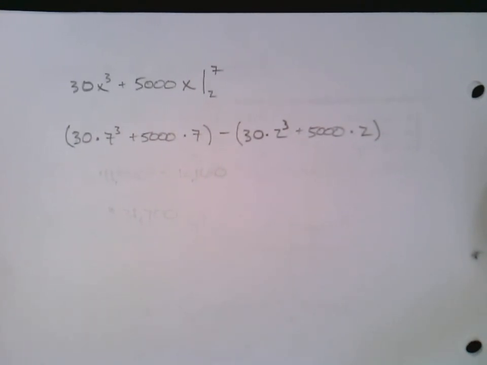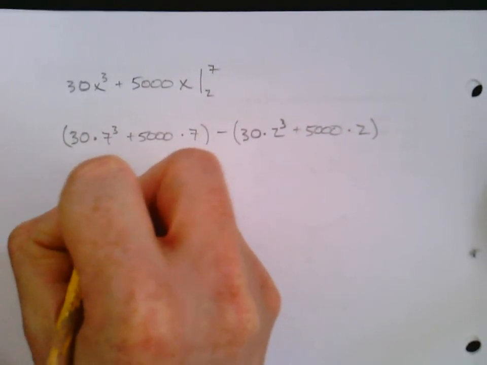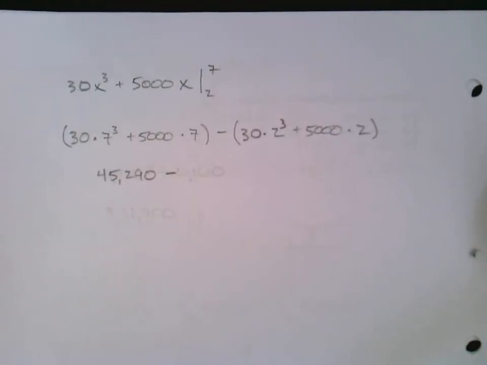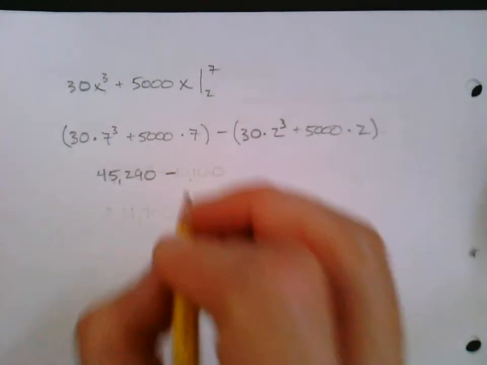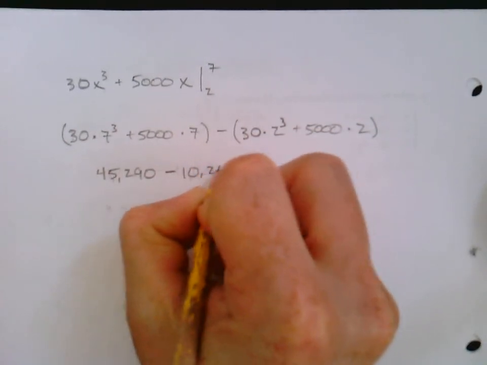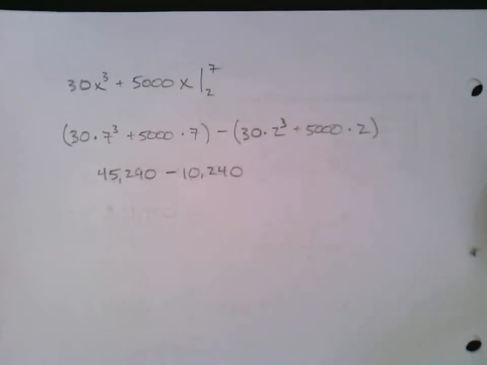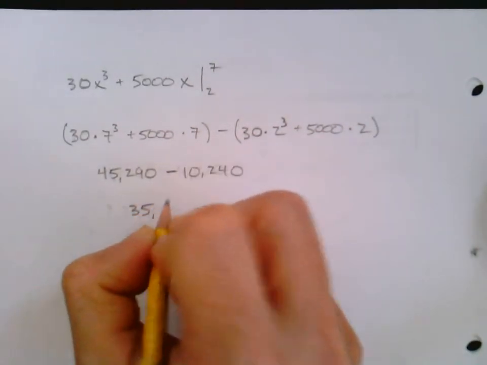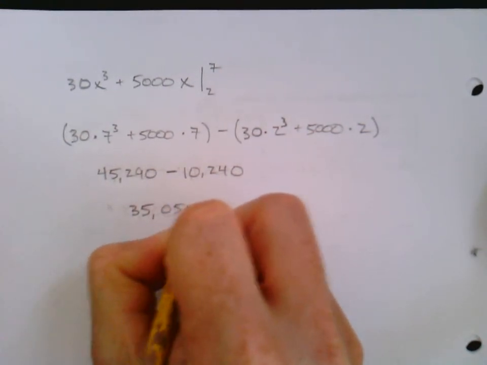Okay, so 30 times 7 to the third plus 5,000 times 7. I got 45,290 right there, minus 30 times 2 to the third plus 5,000 times 2, 10,240. And subtracting those, I got 35,050.